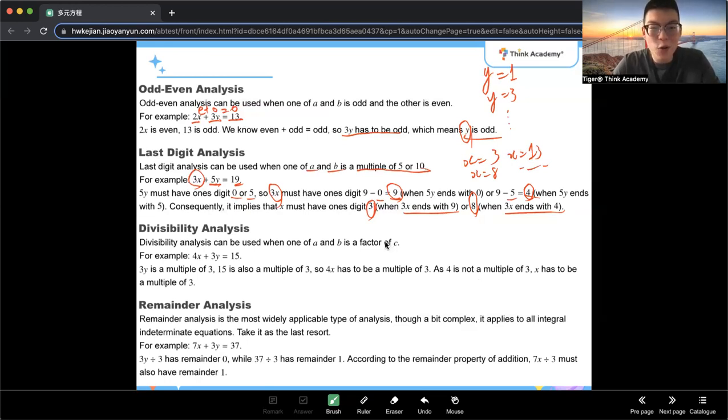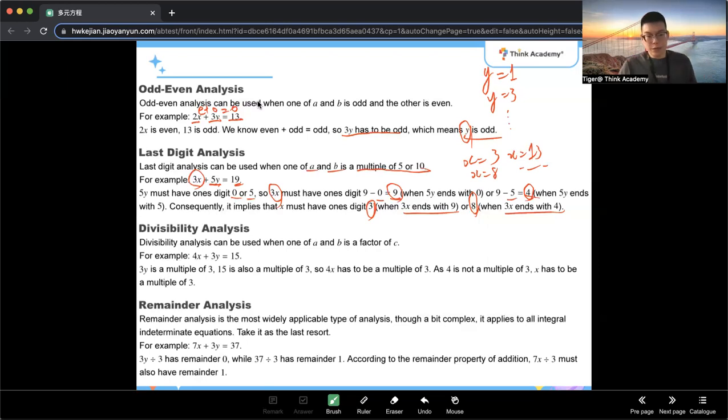Make an acronym LORD for last digit, odd-even, remainder, and divisibility. That's a smart one. That's a really smart one. I think it would be nice to remember it as a mnemonic. But then the thing is that I put them in this order because there's a preference level in them. It gets more and more complex as it moves down the list. That's the reason why I am putting it in this order.